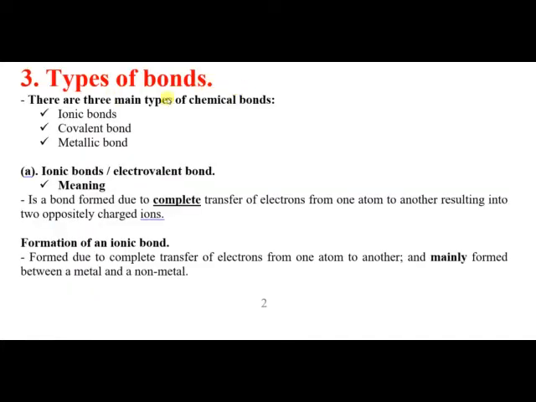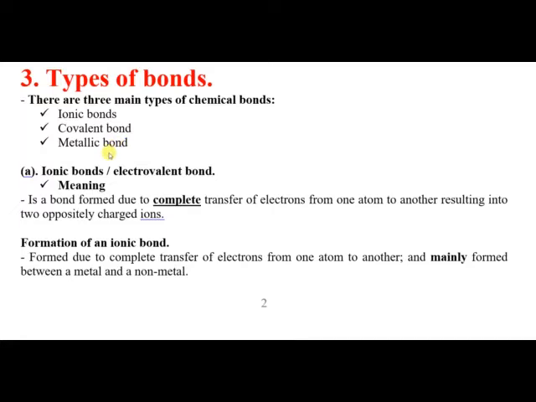Types of bonds. There are 3 main types of chemical bonds. There could be others, like hydrogen bonds, but the major bonds are 3 of them: the ionic bond, covalent bond, and metallic bond. So you could be worried, where is dative bonding, the coordinate bond? Coordinate is a type of covalent, therefore we don't include it. We have only 3 major: ionic bonding, covalent bonding, and metallic bonding.